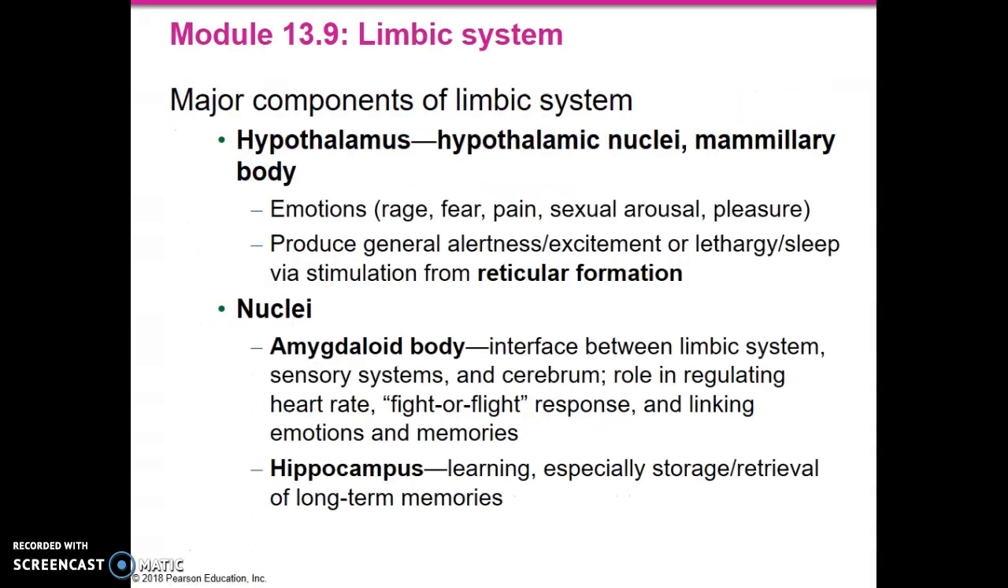The major components of the limbic system are the hypothalamus and the nuclei. The hypothalamic nuclei and mammillary body are responsible for emotions, as well as producing alertness through the reticular activating system. The amygdaloid body has a role in the fight or flight response, and the hippocampus is for long-term memories.